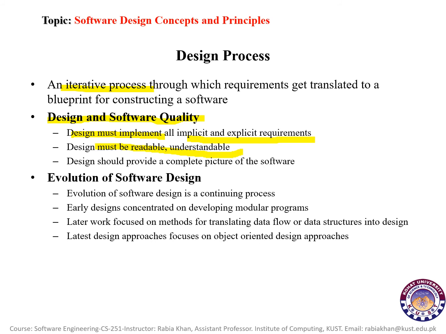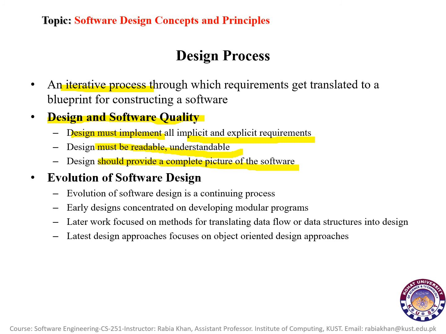The third principle states the design should provide a complete picture of the software. Your design should be providing a complete picture of what is going to be built. That means addressing the data, functional and behavioral domains from an implementation perspective. So all three models, data model, functional model and behavioral model, must be addressed in the design from the perspective of the developer. Each of these three principles that we just discussed is actually a goal for the design process.